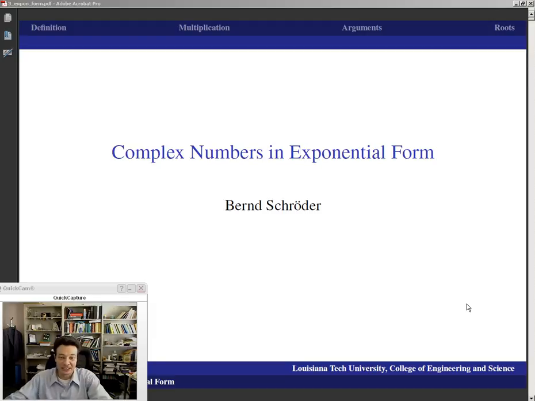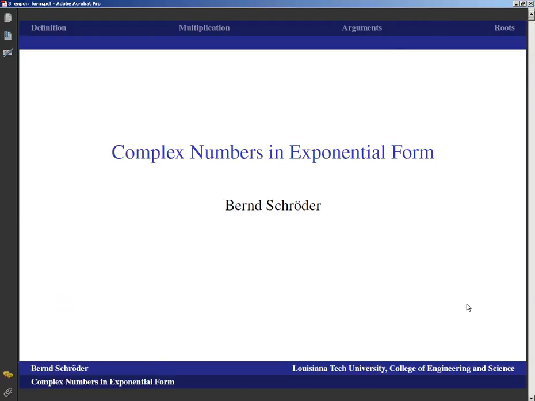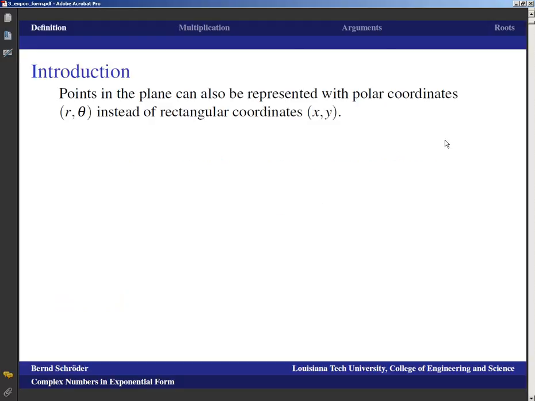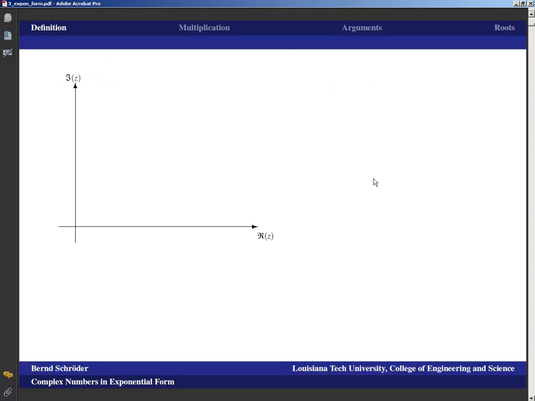We're going to talk about complex numbers in exponential form, which is actually a fairly simple idea. Remember that when we're looking at points in the plane, and technically speaking complex numbers are just points in the plane, then those can also be represented with polar coordinates r, theta instead of rectangular coordinates x, y. And visually, it's a quite simple geometric idea.